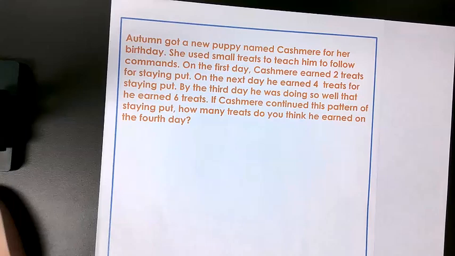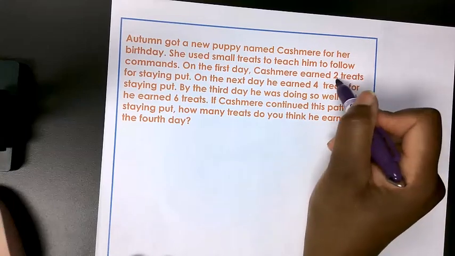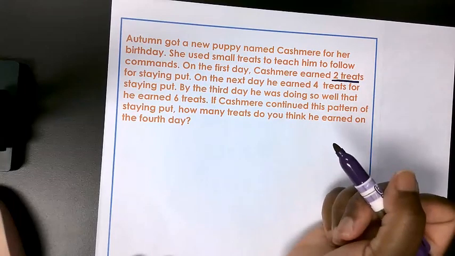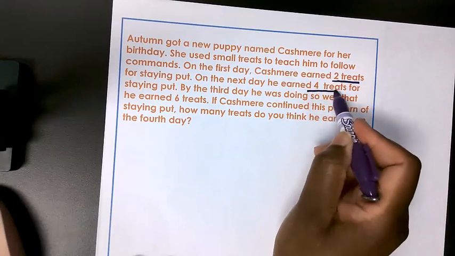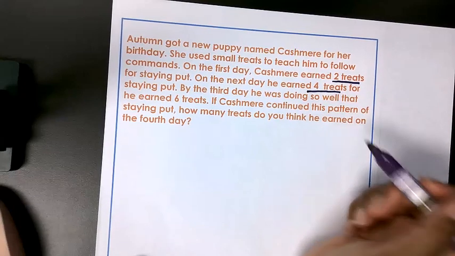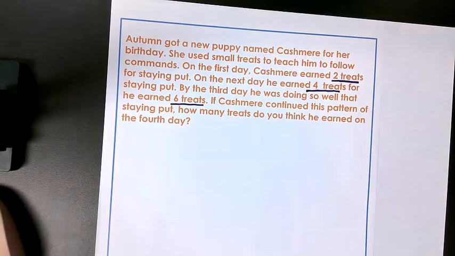So I want to notice what's going on in the problem. I noticed that Autumn got a new puppy named Kashmir. That's cool. But what I really want to notice is that on the first day, Kashmir earned 2 treats. The next thing I want to notice is that he earned 4 treats on the next day. And then I want to notice that he earned 6 treats on the next day. So what I want to do with students is first model what is happening in the problem. And I also want to think about what I am having to figure out. So I need to determine the pattern, and I need to determine how to extend it, what would happen on the next day. So 2 things I'm trying to figure out.